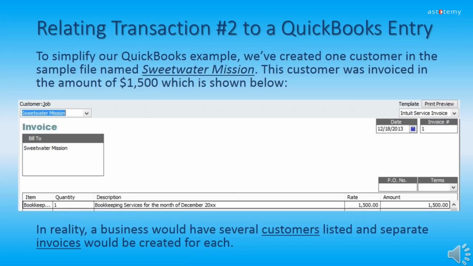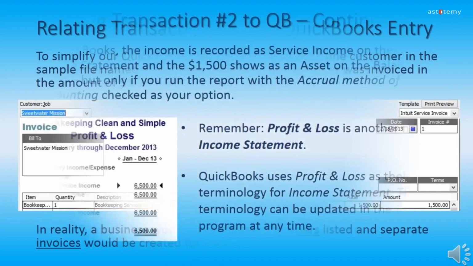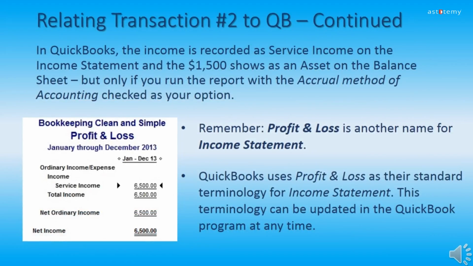Once we save and close this transaction, we can run our income statement, which is also known as a profit and loss, and our balance sheet. We start with running our income statement or profit and loss on the next slide. As we continue our discussion of relating Transaction 2 to QuickBooks, we have run a profit and loss statement including all of the transactions entered into our QuickBooks file to date. Remember that profit and loss is another name for income statement. QuickBooks uses profit and loss as their standard terminology for income statement. This terminology can be updated in the QuickBooks program at any time.